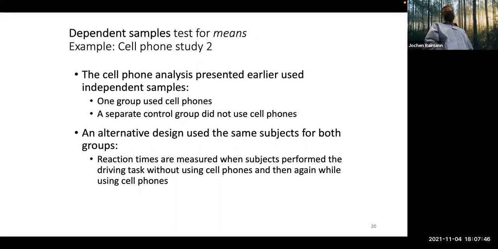Okay, so now let's continue. The cell phone analysis presented earlier used independent samples. One group used cell phones, the control group did not. So now we can design it differently. We can pool all 60 participants in the same pool, and we can make them test the reaction times first with a cell phone and then without a cell phone.